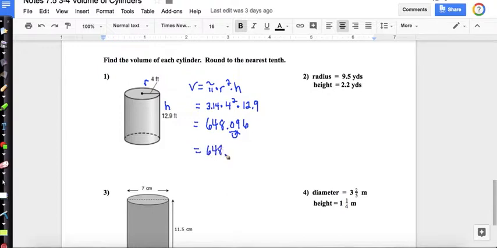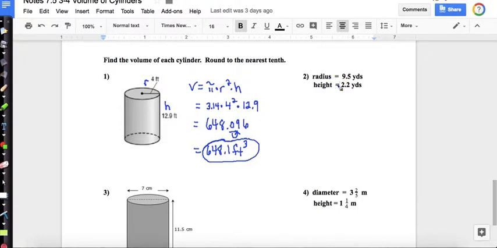So 648.1 feet cubed. Because remember, it's volume, so it's always cubed. So since I have feet, it's feet cubed. Okay, move on to the next one, number 2.